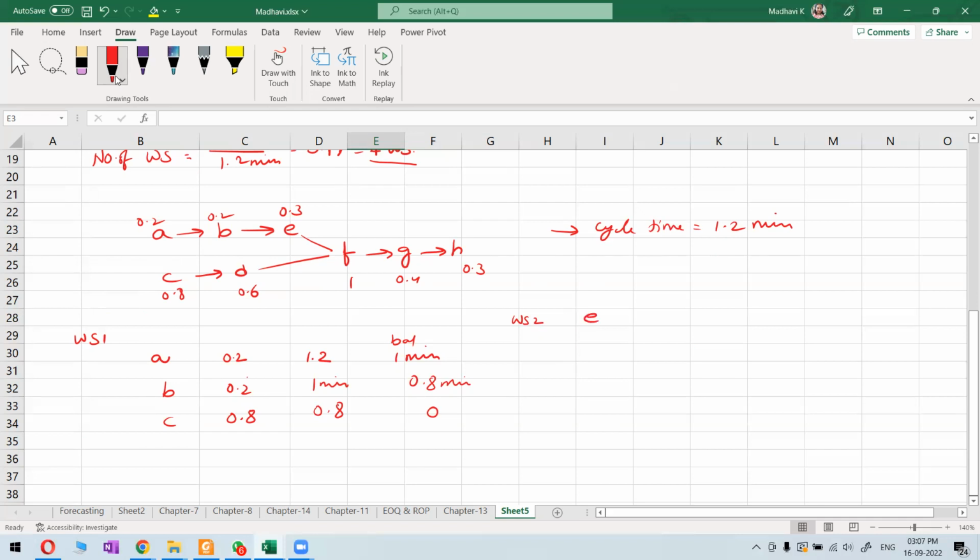Let us start with E, which takes 0.3, and our cycle time is 1.2 minutes, so the remaining time is 0.9 minutes, followed by D, which is 0.6 minutes. The available time is 0.9, so the balance is 0.3 minutes. In 0.3 minutes, we cannot fit in F, so we just leave it to be. So this is our idle time.